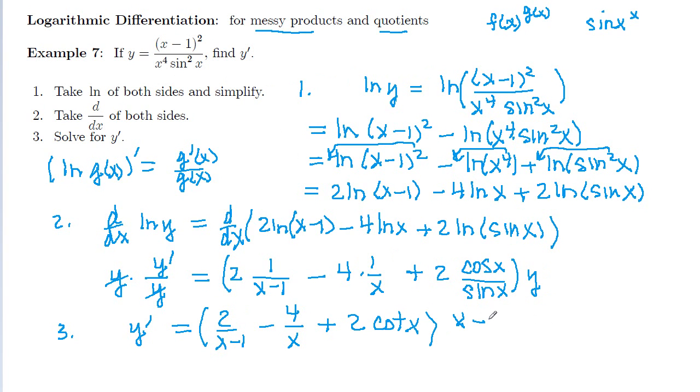So x minus 1 quantity squared over x to the 4th sine squared x. And there's our derivative. That wasn't too bad as long as you use your properties of logarithms and simplify down your expression on the right-hand side. Because products and quotients and powers just turn into multiplications for the powers, and then additions and subtractions for the products and quotients. So pretty cool.